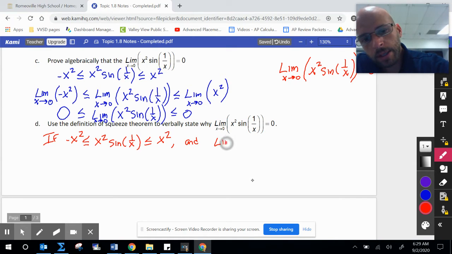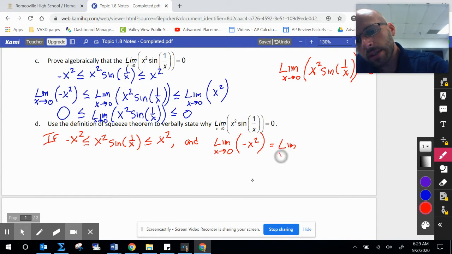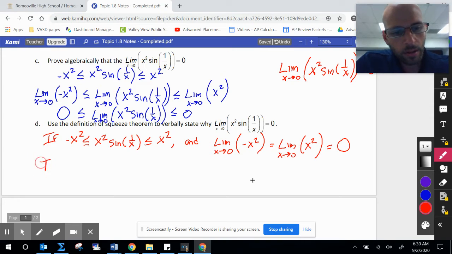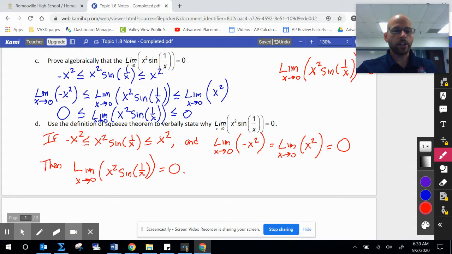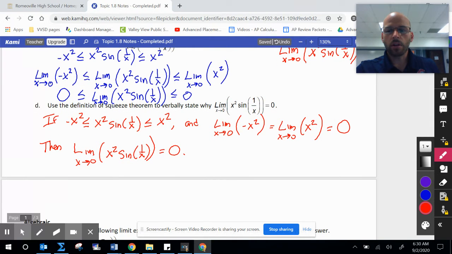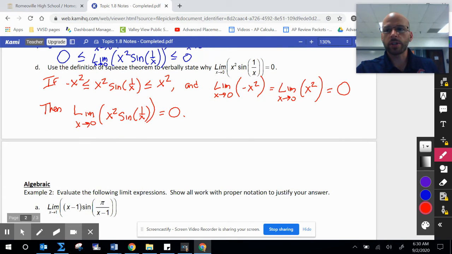and the limit as x approaches 0 of negative x squared is equal to the limit as x approaches 0 of positive x squared, which is 0, then the limit as x approaches 0 of x squared sine of 1 over x has to also equal 0. So we have our hypothesis, our conditions. We know that this function is sandwiched in between these two that we know. Then we can show that those two limits are equal to the same value, in this case 0, and then we can prove what that limit is actually equal to. So that's how we verbally state our limit expression with the squeeze theorem, or sandwich theorem.